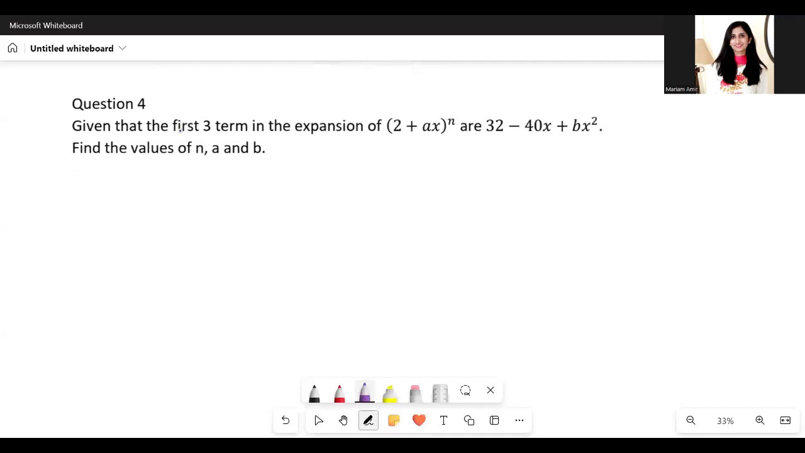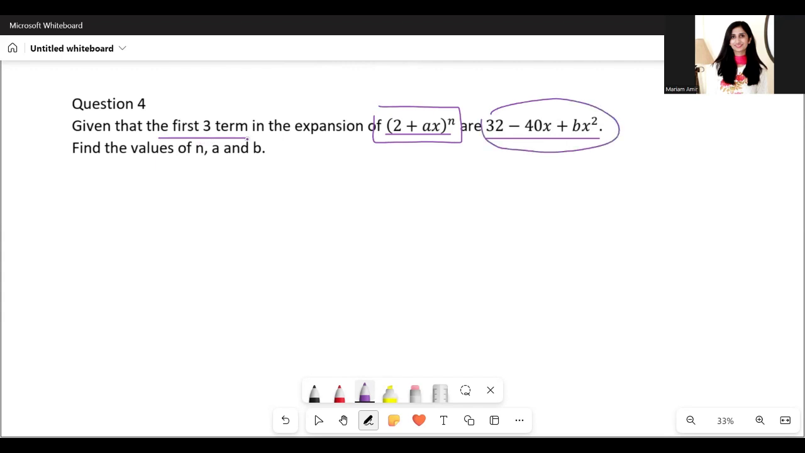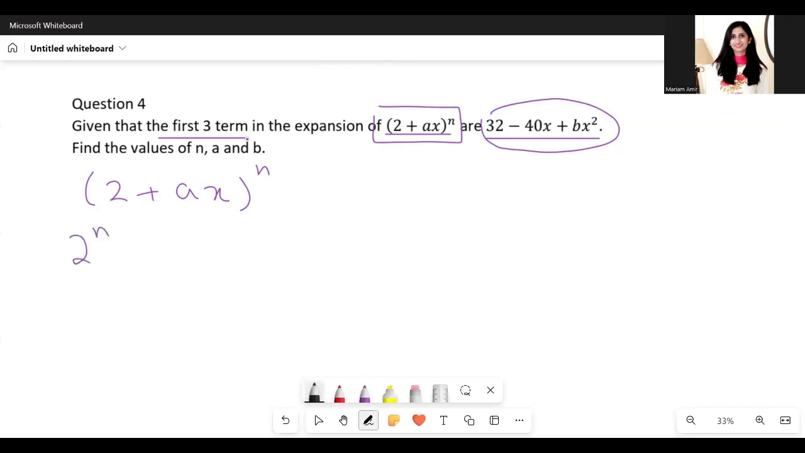Given that the first three terms in the expansion of this are this, and this, find the values of n, a, and b. So the first three terms in the expansion of this. So we're going to apply the binomial expansion formula and then compare it with these two values. So this is kind of a question of expand and compare both sides. So let's expand this. So the first term is going to be 2 power n. So let me just quickly say that A is 2 here, and B is a and x both, and n is just n.